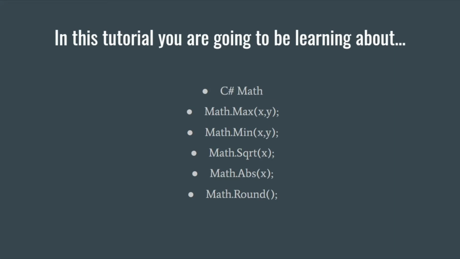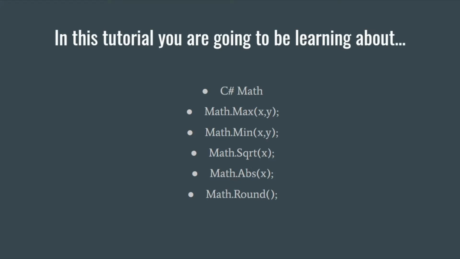In this tutorial we're going to be learning about C# math: Math.Max, Math.Min, Math.Sqrt, Math.Abs, and Math.Round. Math.Max means the maximum number between these two values, and Math.Min the minimum number between these two values. For the square root of a number, I only have one number, so say the square root of 64, that would be 8.